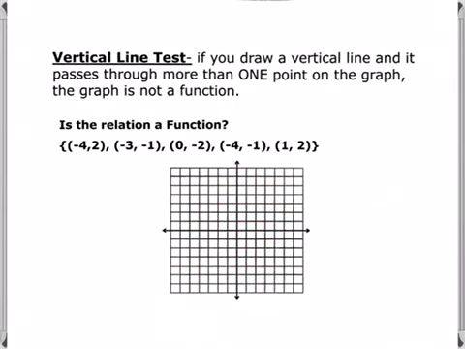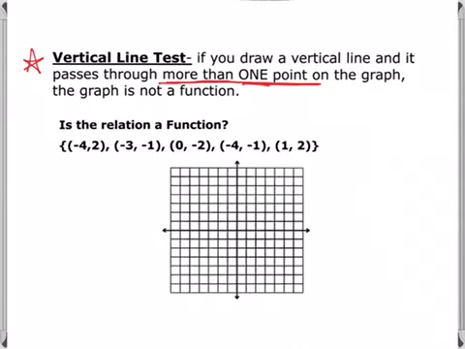All right, so now we're talking about the vertical line test. And the vertical line test states if you draw a vertical line and it passes through more than 1 point on the graph, then the graph is not a function. So if you have a graph of what you suspect to be a function, if anywhere on that graph you can draw a line that's going to cross through the graph more than once, then it's not a function.